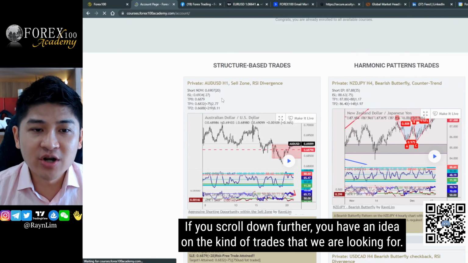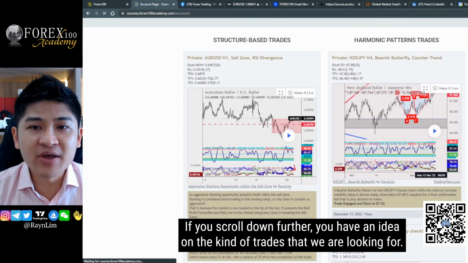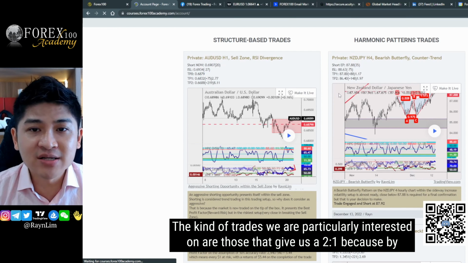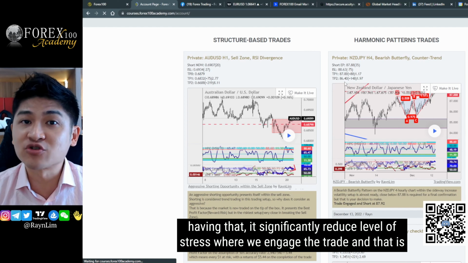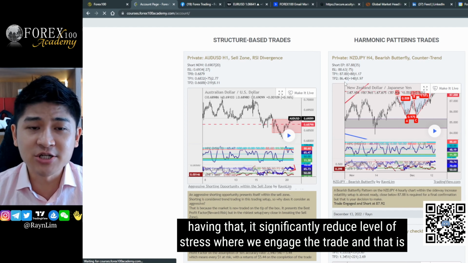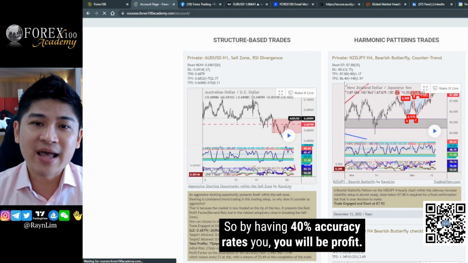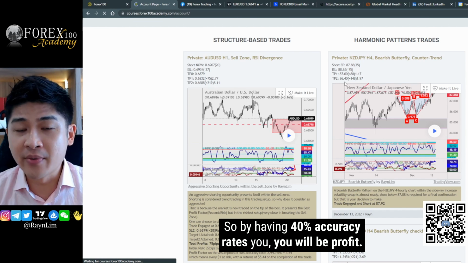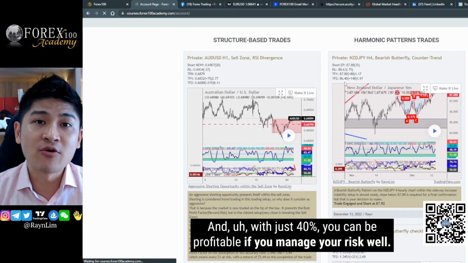If you scroll down further, you have an idea on the kind of trades that we are looking for. The kind of trades we are particularly interested in are those that give us a 2-1 ratio, because by having that, it significantly reduces the level of stress when we engage a trade, and that is provided that you do not overtrade as well. So by having a 40% accuracy rate, you will be profitable, and with just 40% you can be profitable if you manage your risk well.